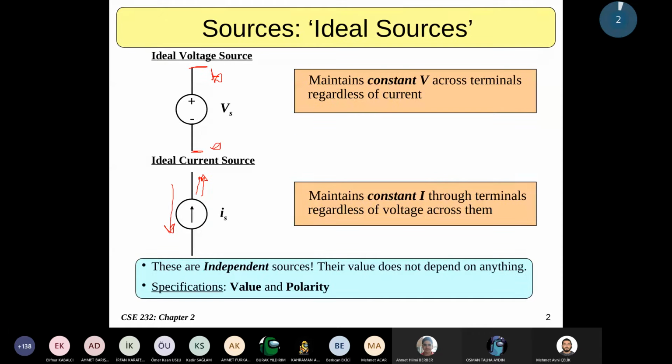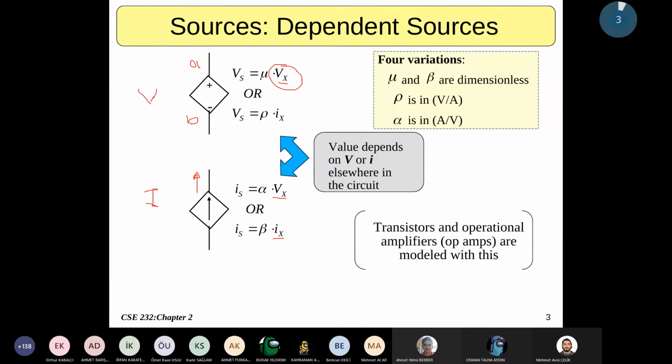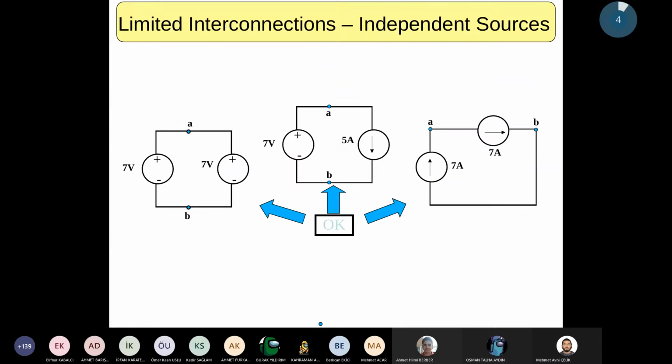Dependent sources, ideal sources, independent sources are modeled by round elements, while the dependent sources are modeled by rectangle elements. That's most of the case. Anyway, there are some rules for connecting these elements.